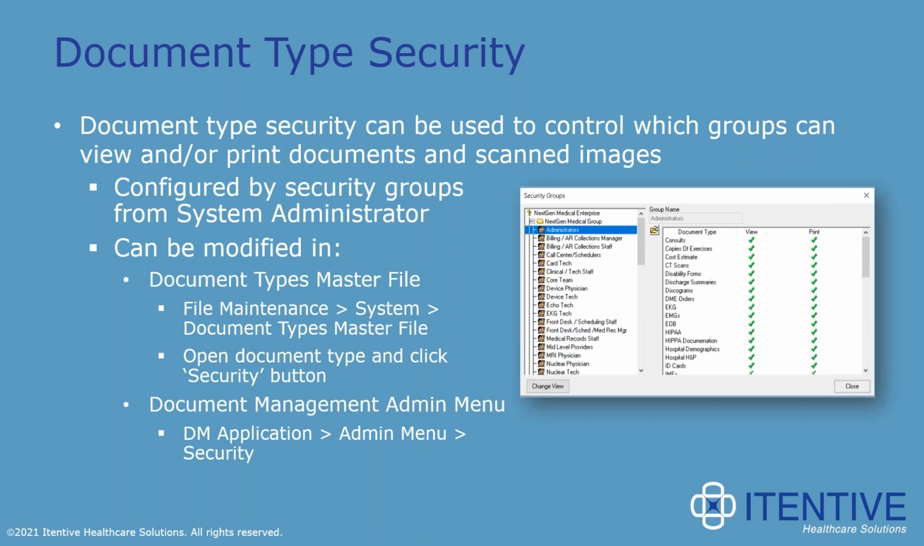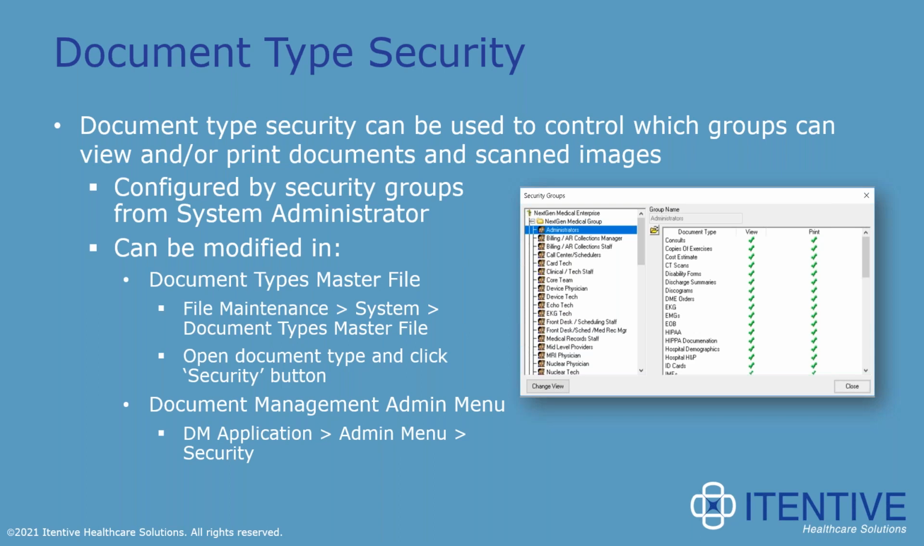A step in adding our new document types or security groups that frequently gets forgotten is adding rights for users to actually be able to view and print those documents that are filed under the different document types. These rights are assigned based on the security groups that you have set up in System Administrator.